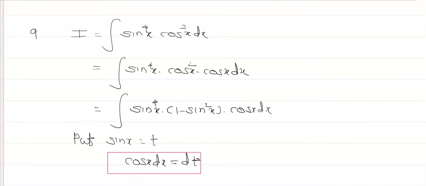Now the next problem number 9. I is equal to integral sin of x raised to 4 and cos of x raised to 3 into dx. Here again we need a function and the derivative of the function. So here I have written cos cube x as cos square x into cos x. But what is cos square x? 1 minus sin square x. I got the substitution of t.